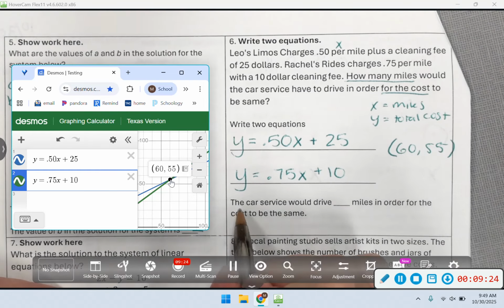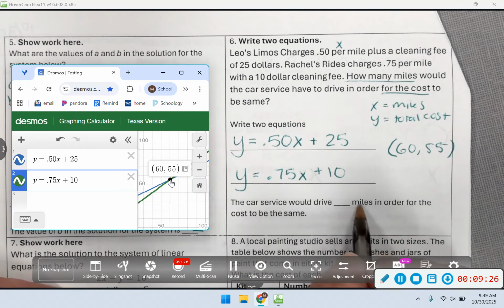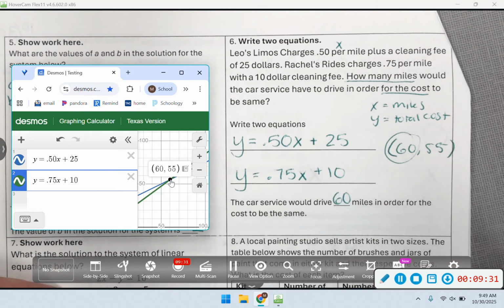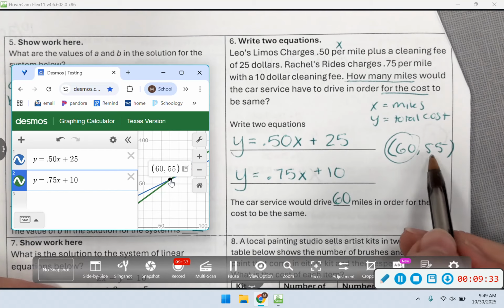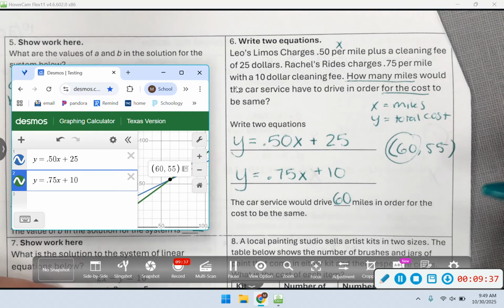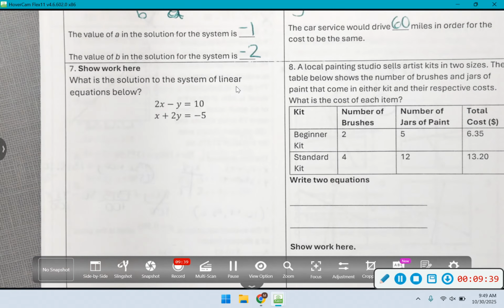So this one says the car service would drive blank miles. Well, which represents my miles is x. So it's going to be 60 miles in order for the cost to be the same. And the cost being the same would be $55. But it didn't ask for that. So, okay, let's look at number 7.